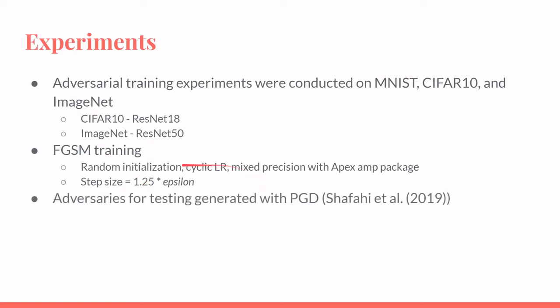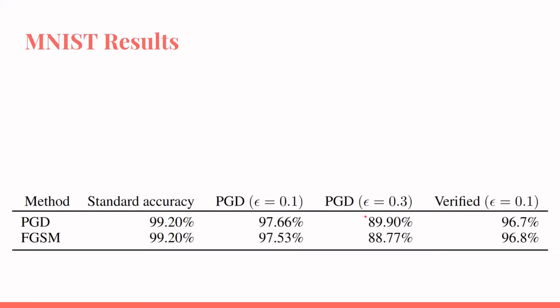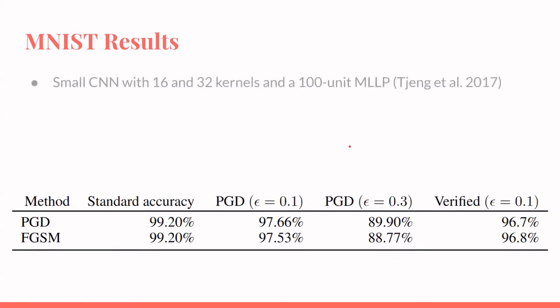These trained models are tested against PGD attacks with 10 random restarts and a total of 50 iterations with a step size of 2/255. For the MNIST results, they use two small convolution networks with 16 and 32 kernels each, and a 100 unit fully connected layer.